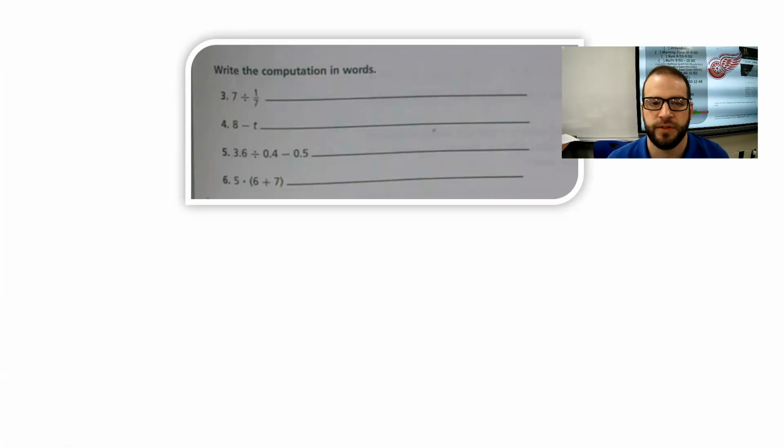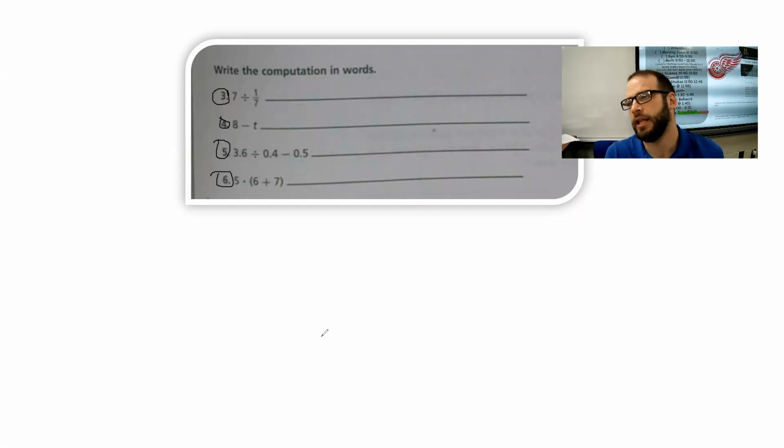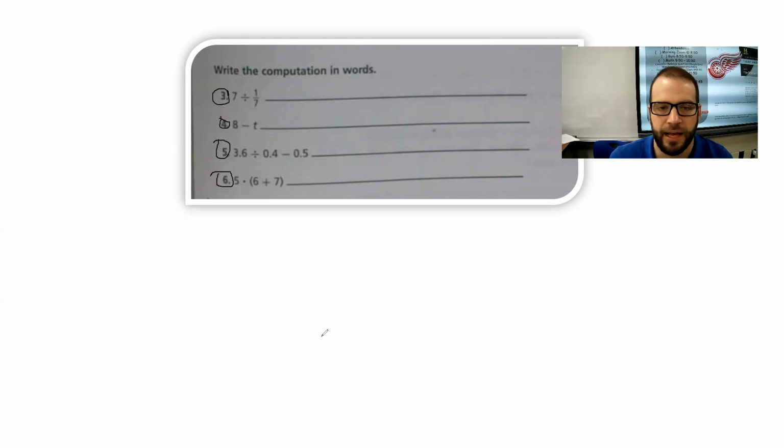Here's 3 through 6. All you are doing, and maybe you remember doing this from a couple weeks ago, you are taking each of these, and remember, this is just its number. It's not a part of the problem. And you're going to try to put it into words. You're going to tell me what this sounds like when you say it out loud, but you're going to write it down in words. You can use words like the sum, the difference, the quotient, the product, 4 more than 7, 6 less than 9, different statements like that.